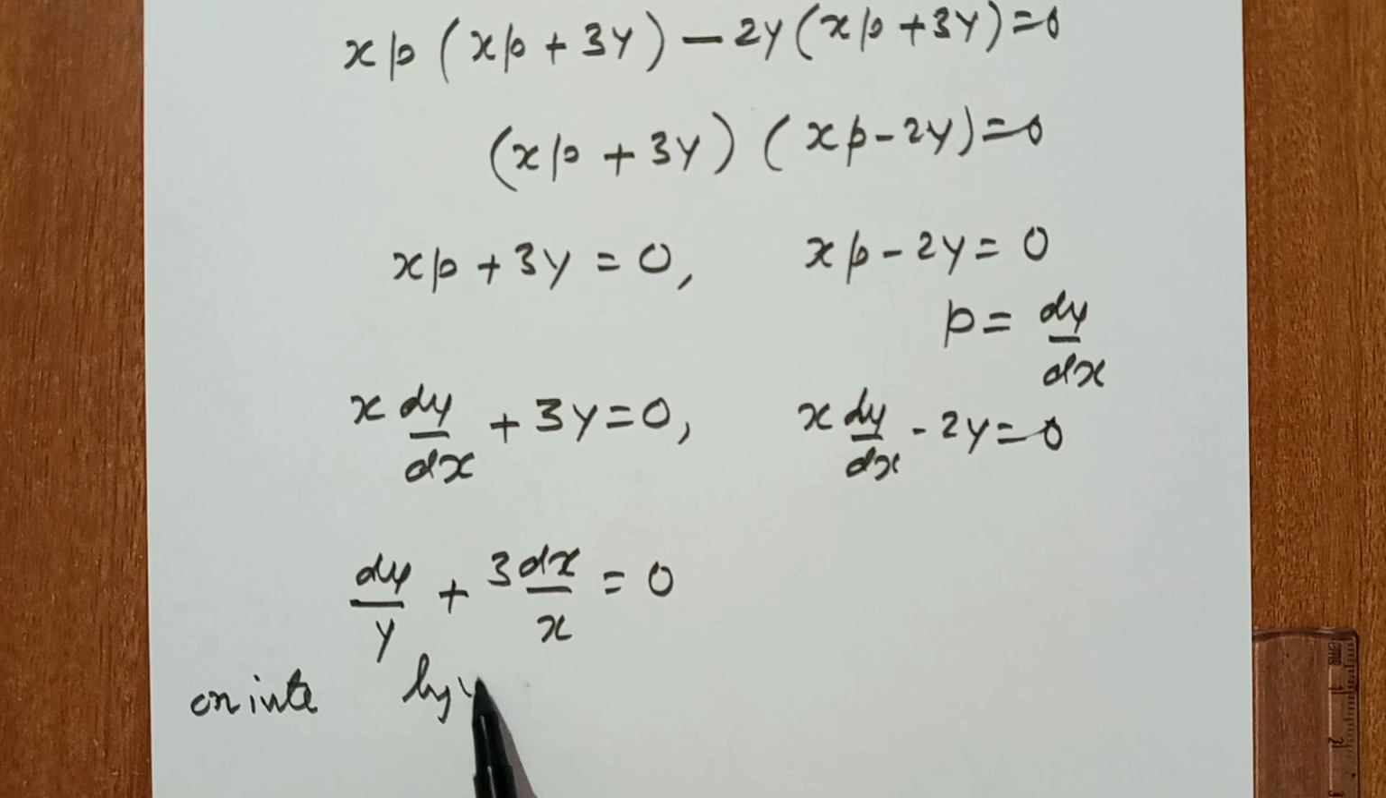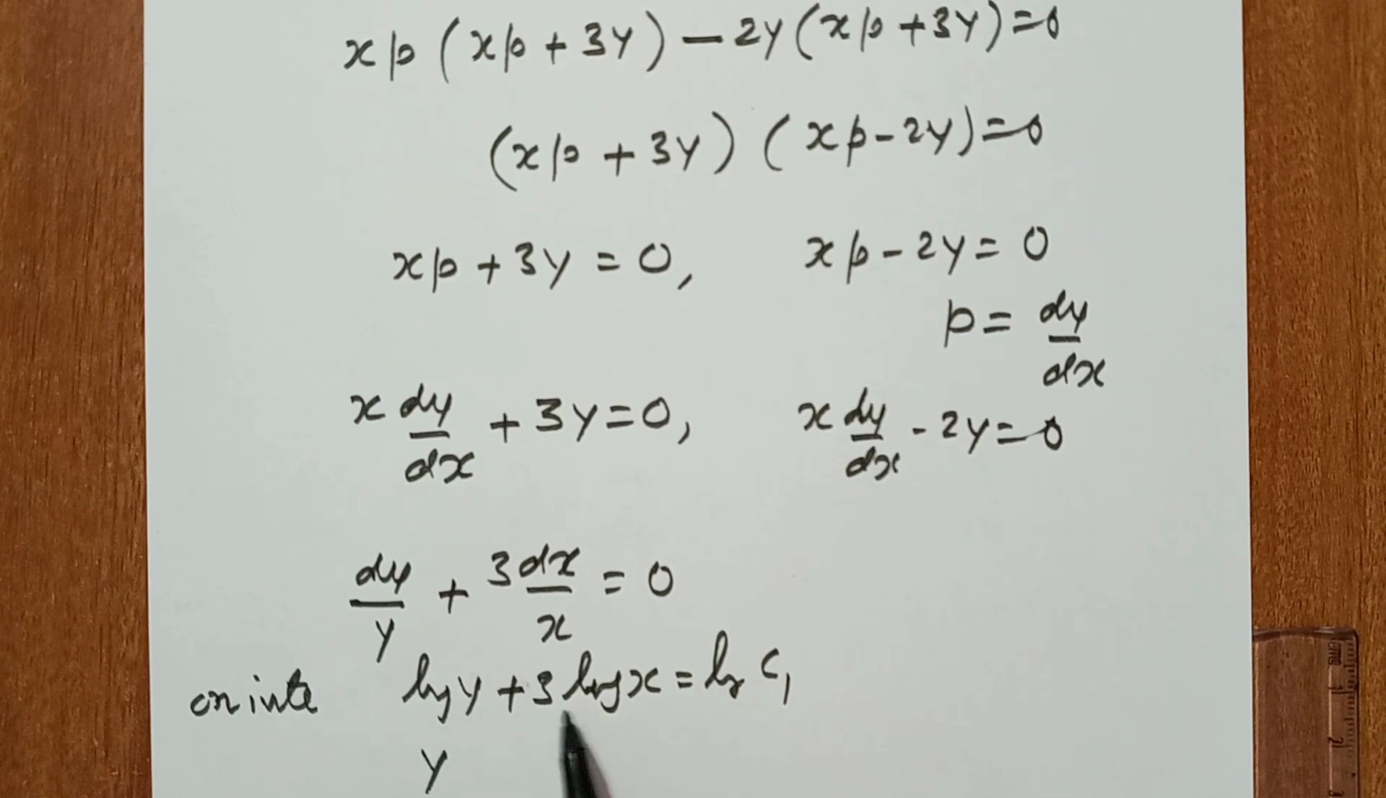log y plus 3 log x is equal to log c1. Using the property of log, log m plus log n is equal to log m into n, so log y plus log x cube, so y x cube is equal to c1.